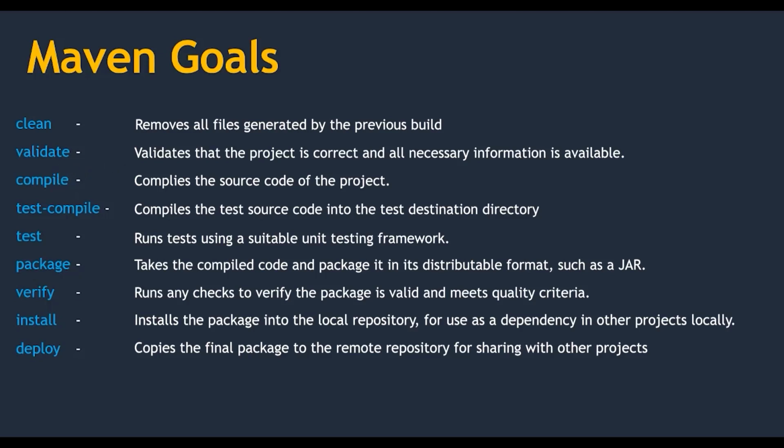Next, compile. We are going to compile the source code. It is going to compile only the source code, not the test code. To compile the test code, we have test-compile. So in case we want to compile the test code, we need to use this goal. Next, test. To test the source code. Whatever test cases we have written for this application are tested in the test phase or test goal.